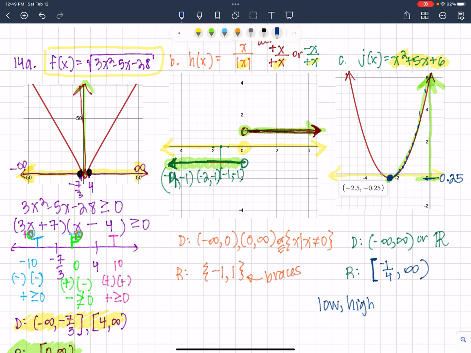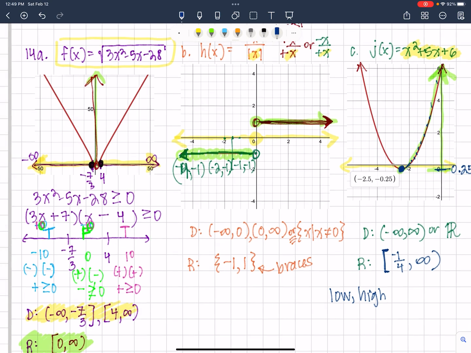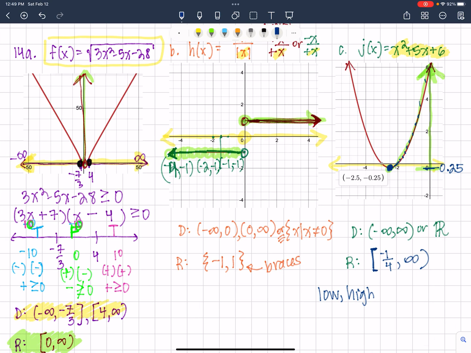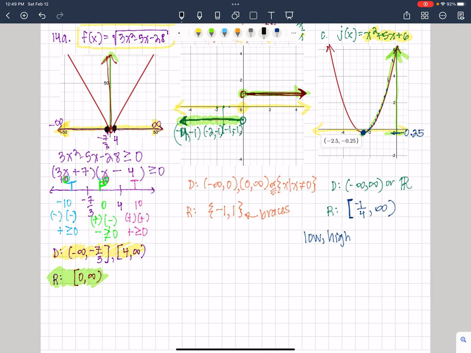So hopefully that helps you determine domain and range of different functions, and I would encourage you to use your graphing calculator. For the purposes of this video, I used Desmos to graph these functions. You can explore Desmos on a computer, or you can use your graphing calculator.